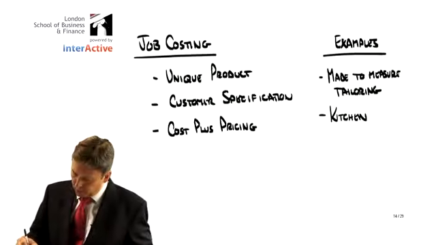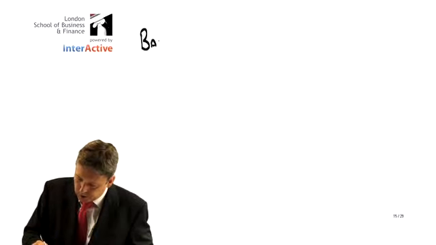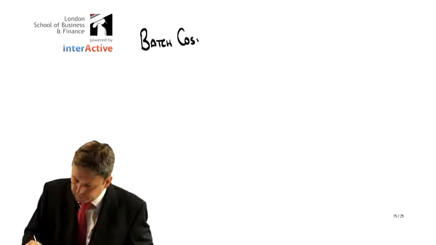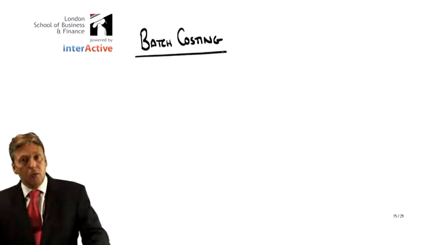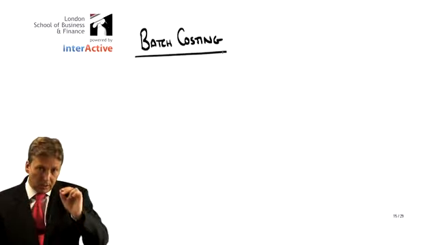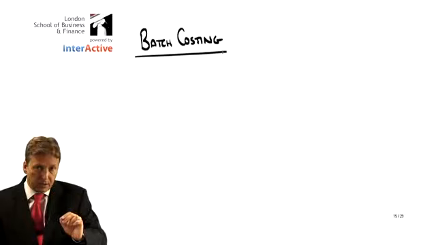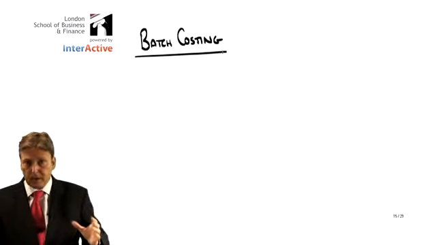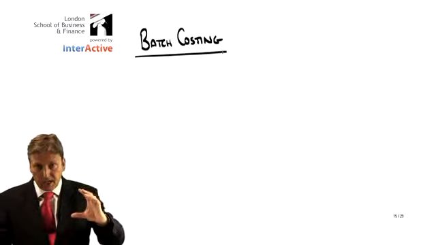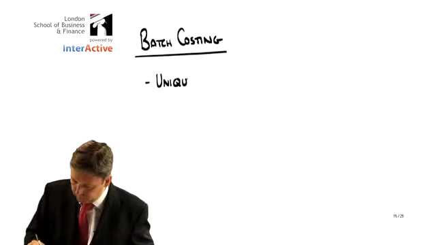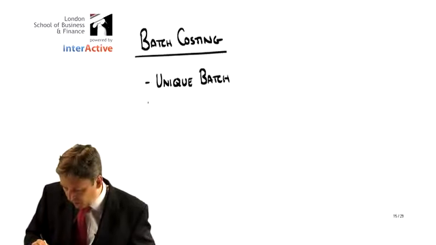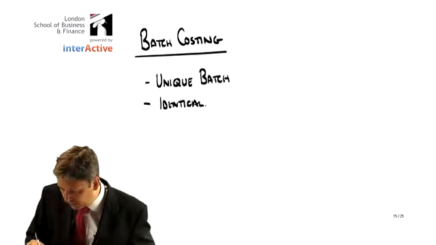Secondly, when we look at specific order costing, we could look at batch costing. When we look at batch costing, we will have a number of similar units of production, but they will be in a batch of 10, 100, 1,000, and that batch taken as a whole is unique. A unique batch of identical products.